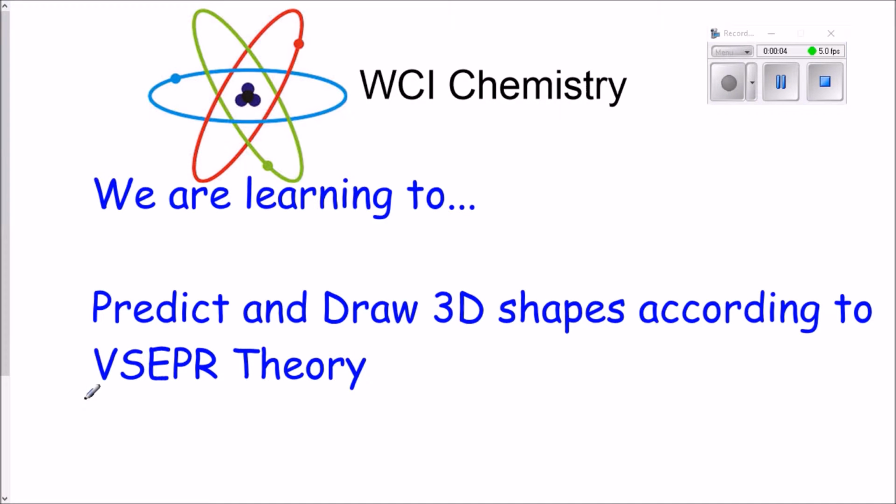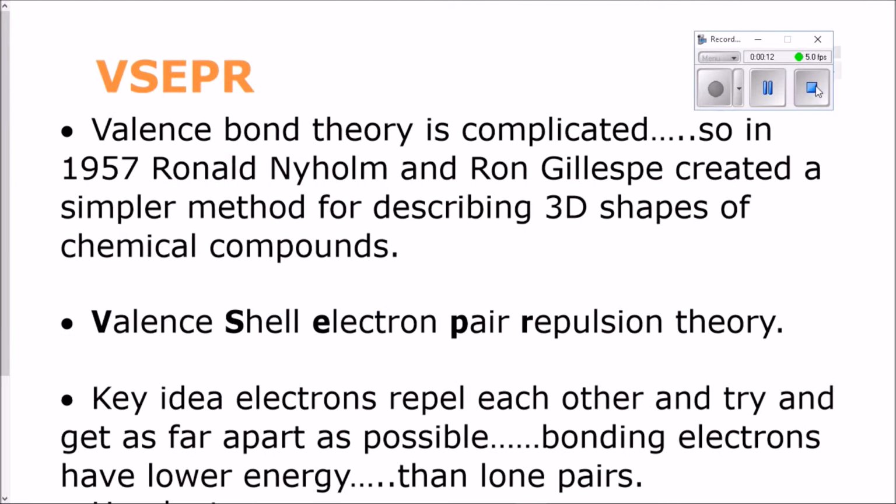VSEPR theory today. That stands for valence shell electron pair repulsion theory. We're learning how to predict the three-dimensional shapes that can form and how to draw them. Valence bond theory was very complicated, so in 1957, Ronald Nyholm and Ron Gillespie created a simpler method called VSEPR theory to describe three-dimensional shapes.